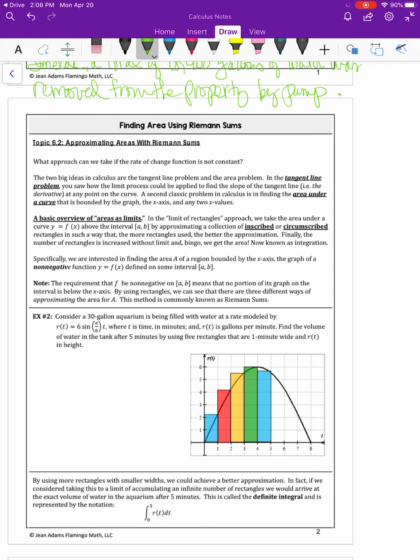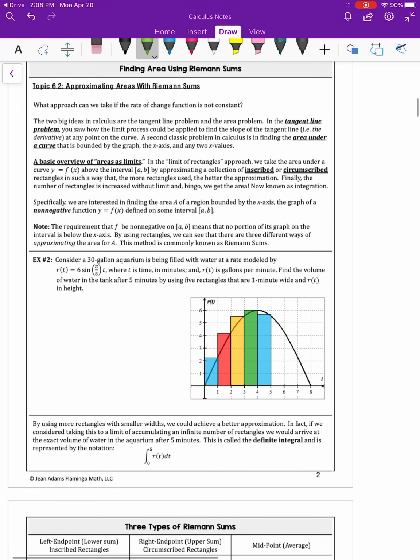Finally, the number of rectangles is increased without limit, and bingo, we get the area, now known as integration. So specifically, we are interested in finding the area A of a region bounded by the x-axis, the graph of the non-negative function y equals f of x, defined for some closed interval AB.